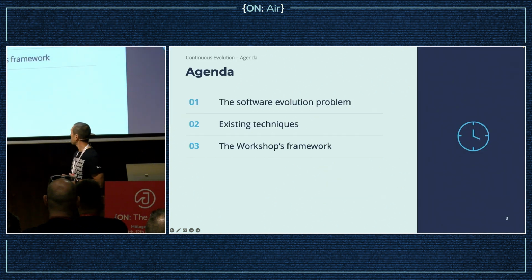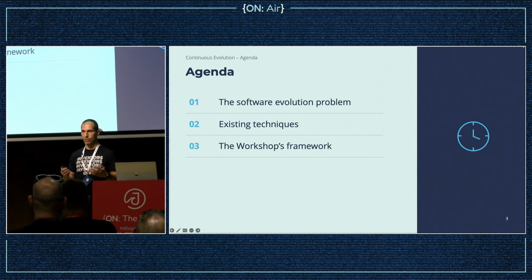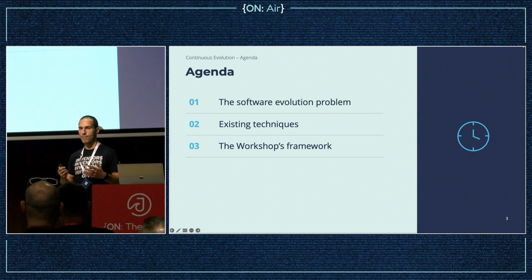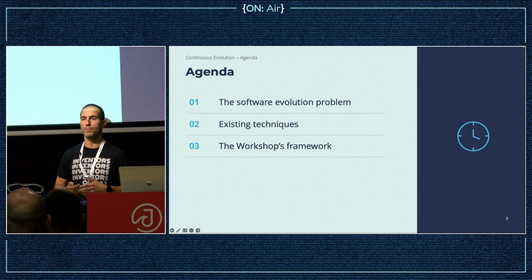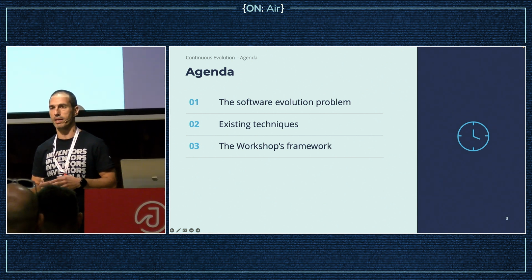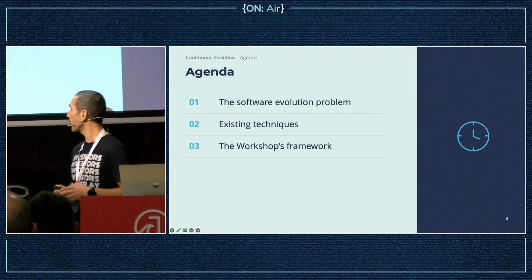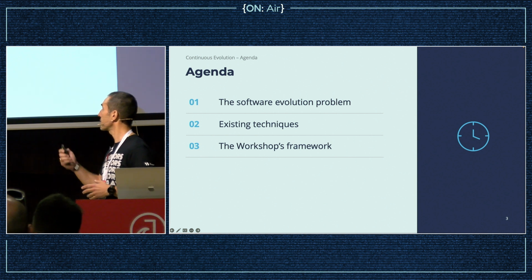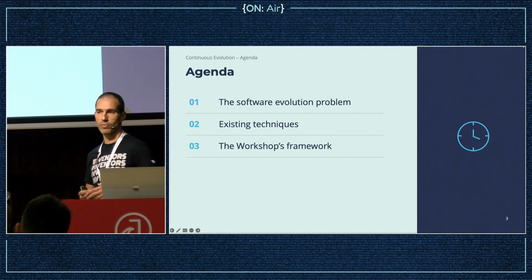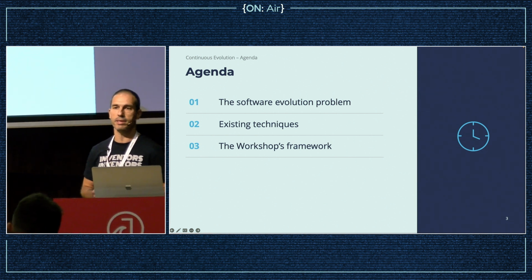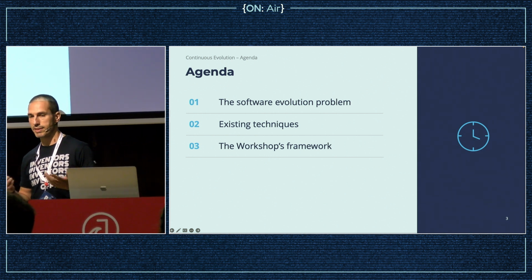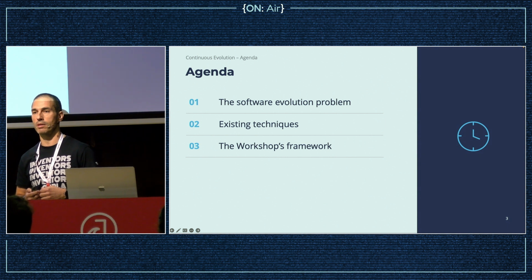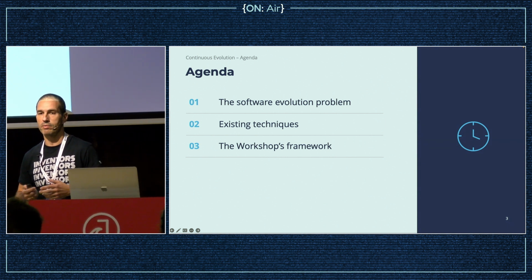So in this talk, I will try to present what the challenges with software evolution are, followed by the existing techniques in the software industry to tackle those problems, mainly evolutionary architectures, and we'll finish with the introduction of the framework that we have implemented, using those concepts of evolutionary architecture to assess the state of our products and evolve them.